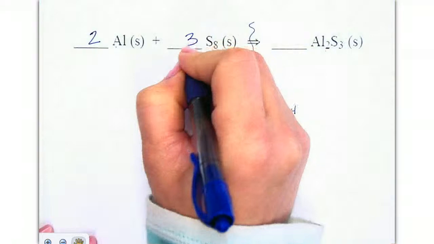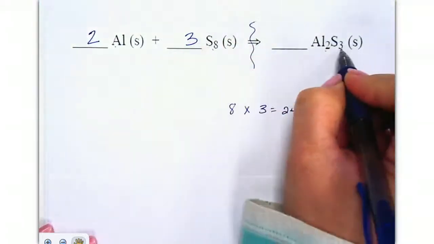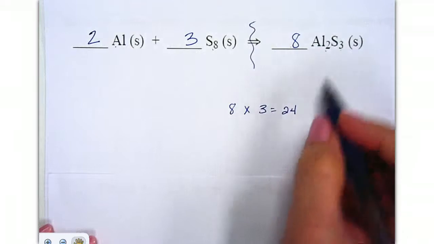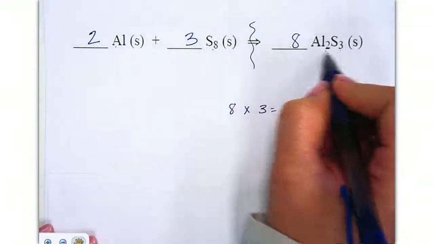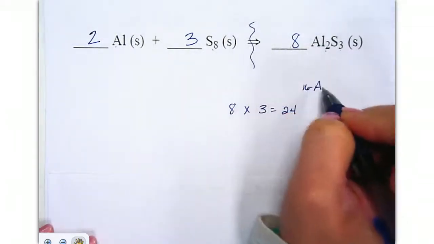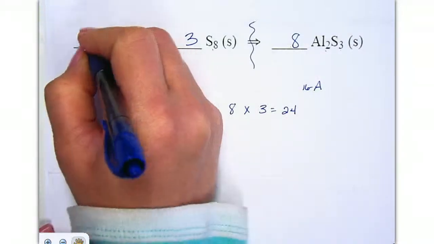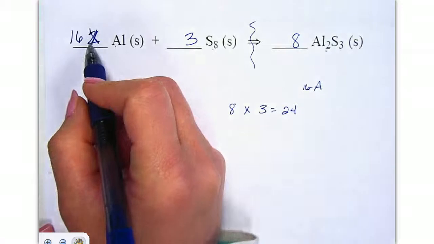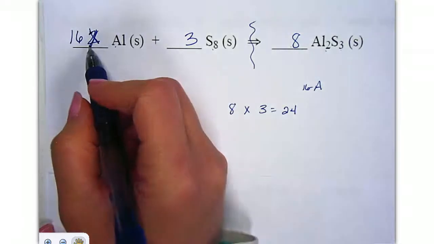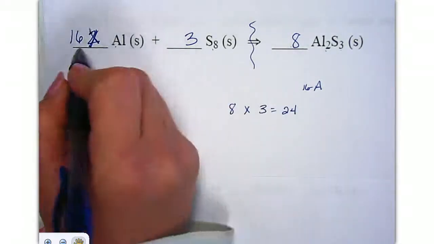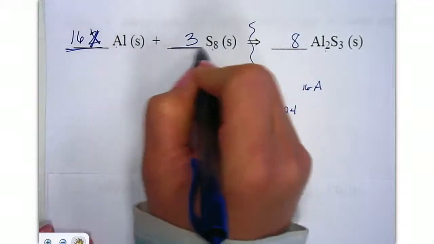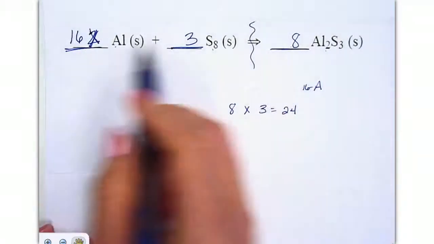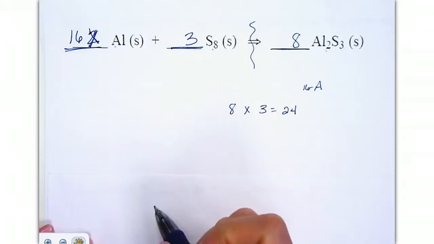I will do this by having 3 times 8 is 24, and in front of this one, 8 times 3 is 24. This has changed my aluminums, however. Now I have 16 aluminums on the right hand side, and so instead of having this 2 here, I'm going to change it to a 16. You can always increase the value of your coefficient, you can never decrease it. So my ratio is 16 aluminums to 3 sulfurs to 8 aluminum sulfides. It's a 16 to 3 to 8 mole to mole ratio.